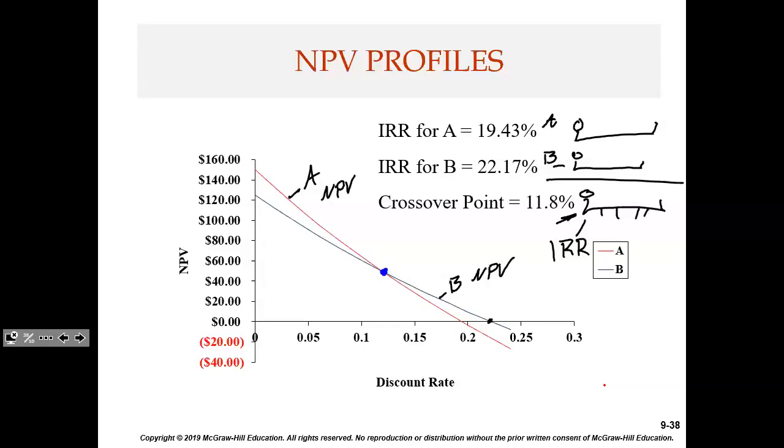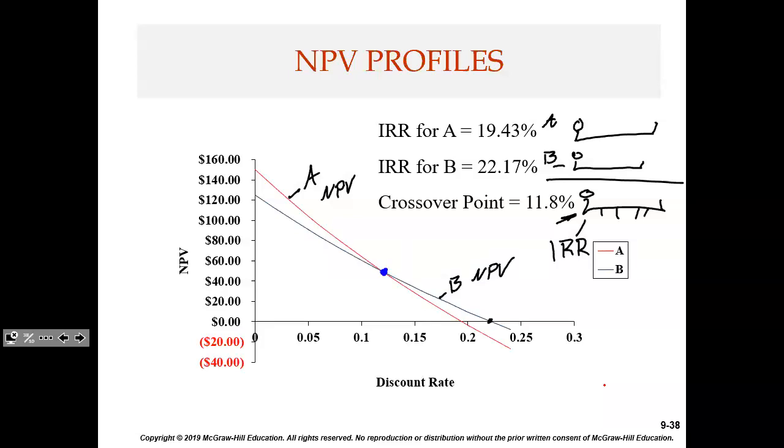Now, let's talk about crossover internal rate of return, okay? If we have two different projects, you can see we have project A, which is the red line here, and it has an internal rate of return of 19.43. And then you have project B, the blue line, black line, whatever that is. You can see that has an internal rate of return of 22.17. We get a crossover of 11.8. Now, what does that mean? How do we get that?